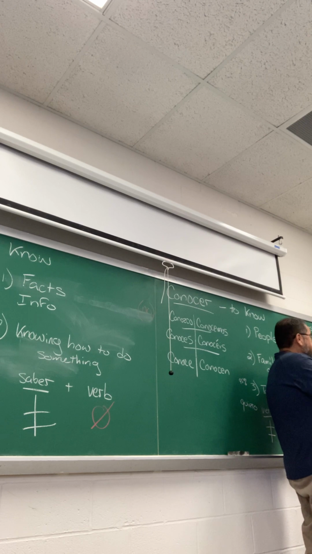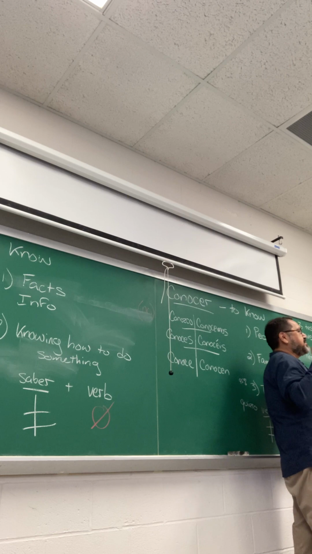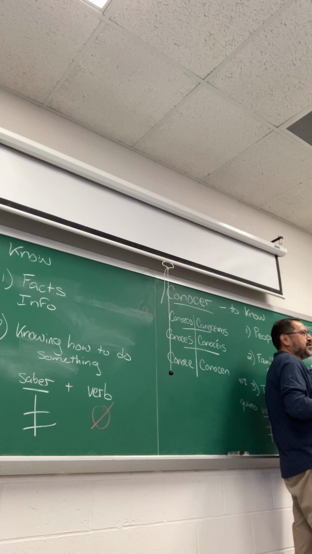Now, if you come back for Spanish 2, we'll get into the fact that it isn't just the verb conocer, it's any verb that has a direct object, with the exception of the verb tener. Tener doesn't use the personal a. That's why you don't say yo tengo a tres hermanos, I have 3 brothers, it's just tengo tres hermanos.